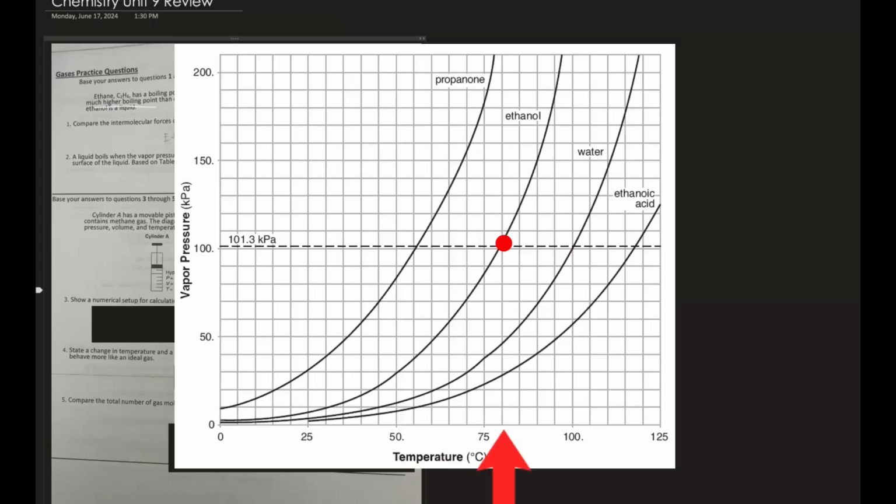There you go. All right, number 2, a liquid boils when the vapor pressure of the liquid equals the atmospheric pressure on the surface of the liquid. Based on table H, what is the boiling point of ethanol at STP? So for this question, we can just take out table H, and then we're going to go down to STP and see where it lines up. So we can see on the dotted line where it says 101.3 kPa, that line intersects at a point with ethanol, right? So then we can go down here and see what temperature that lines up with, and we can see it's around 80 degrees Celsius. So our answer is 80 degrees Celsius.